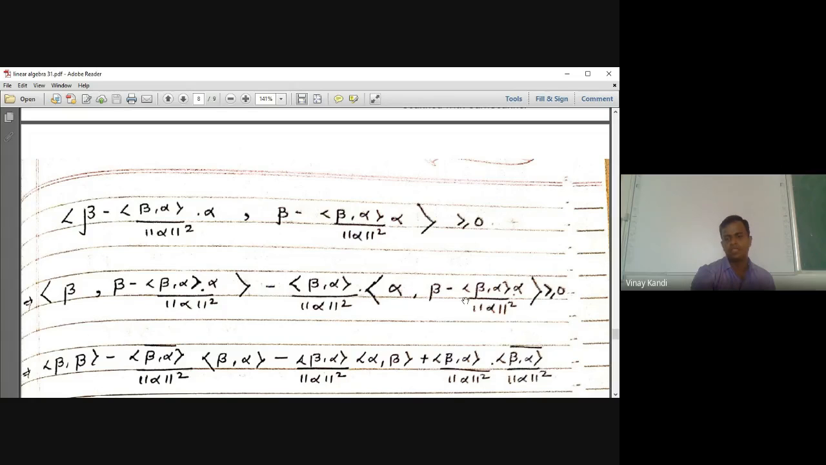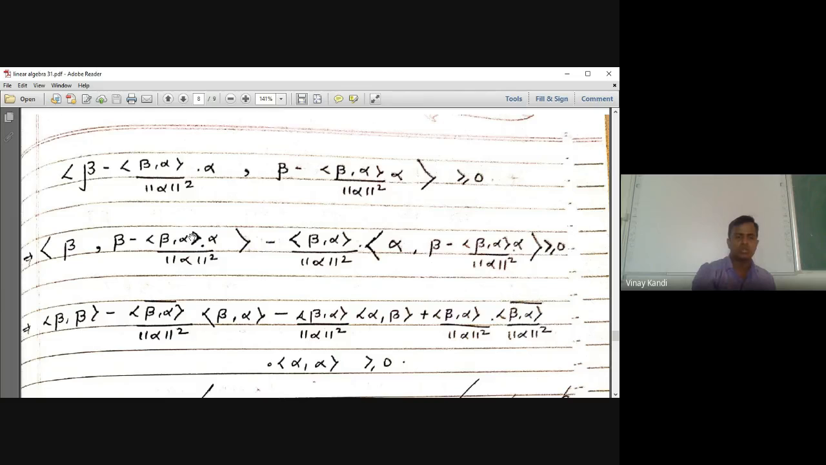Beta minus the inner product of beta alpha into alpha upon norm alpha square, whose inner product with itself is always greater than or equal to 0. Understood? We write this by linearity property: this beta here, this whole scalar, and this alpha here, and this vector as it is. Now also apply the linearity property to this vector.